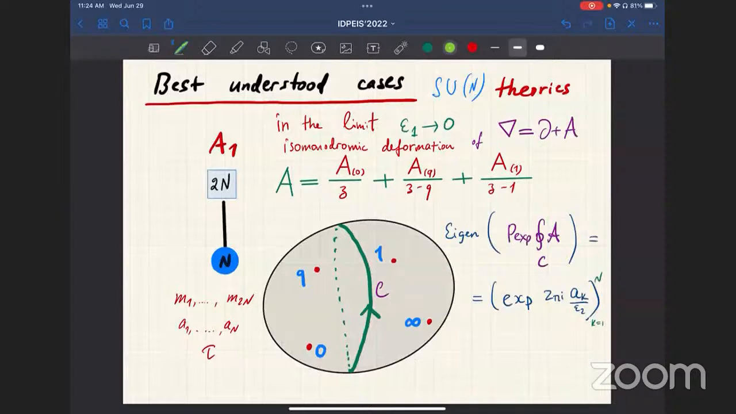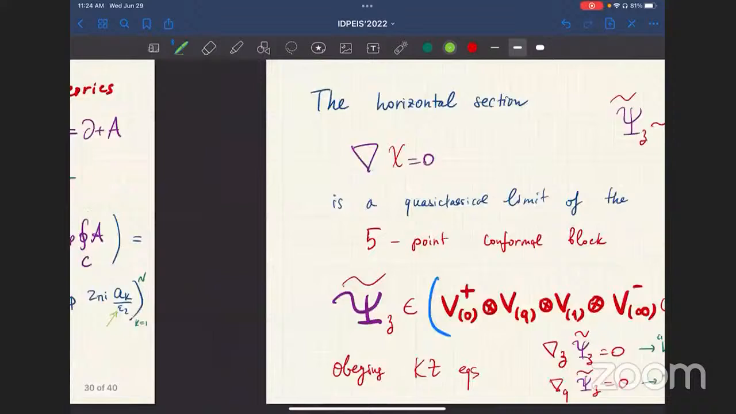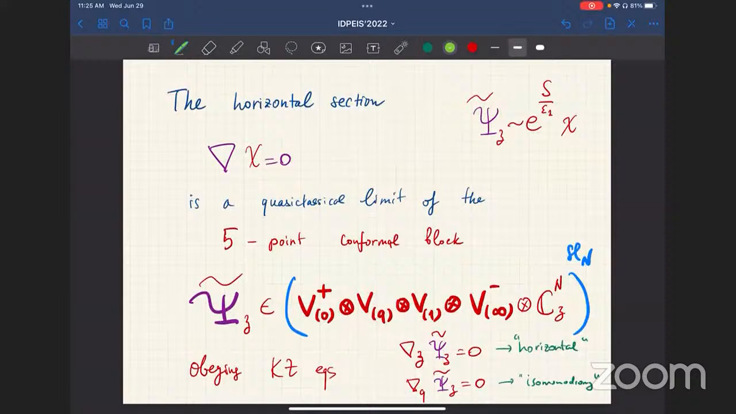The Coulomb moduli, in this isomonodromic deformation setup, parameterize the eigenvalues of the holonomy of this connection along the contour which separates zero and Q from one and infinity. And this is the remaining equivariant parameter. Now, the associated linear problem, the horizontal section of this meromorphic connection, is also recovered from the gauge theory considerations.